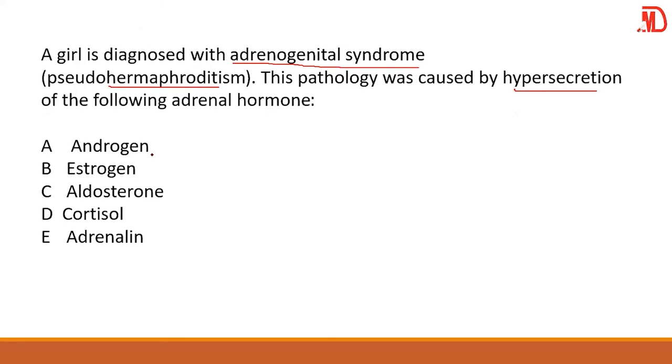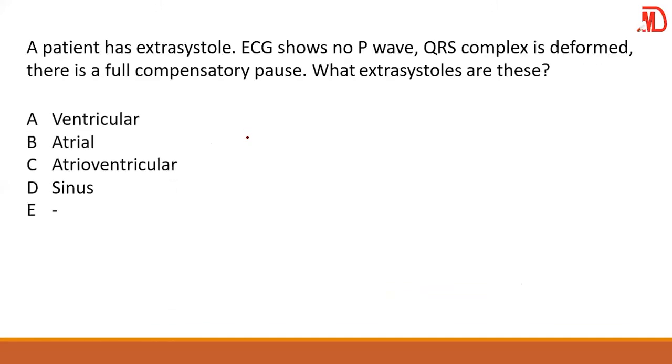So what comes to mind? Of course, you are thinking of androgen. So the condition is called congenital adrenal hyperplasia, which is characterized by enlargement of the adrenal glands, resulting primarily in excessive secretion of androgenic hormones by the adrenal cortex. So again, we are talking about androgen. The answer is A. I love this.